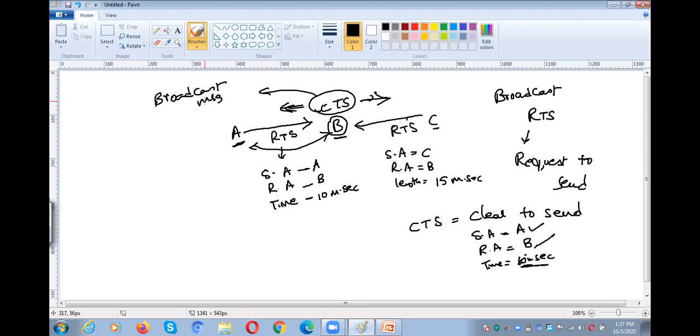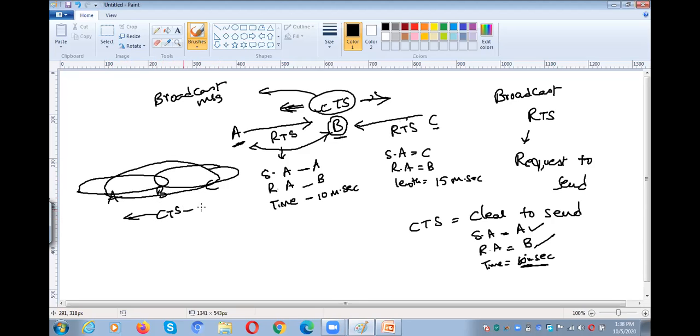So when it is a broadcast message, who is in B's transmission range? For example, A, B, C. A's transmission range is up to B, and C's transmission range is also up to B. But B's transmission range covers both A and C. So whatever replies B gives back will be received by A and C.